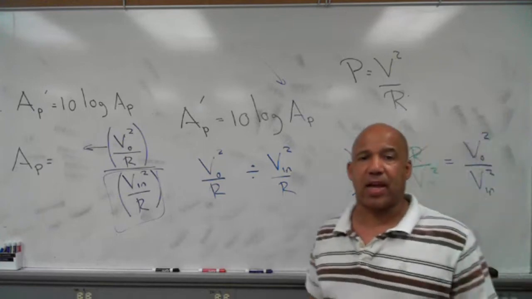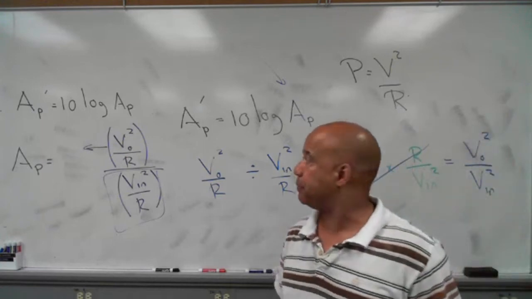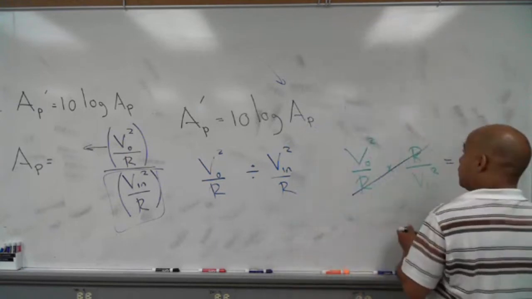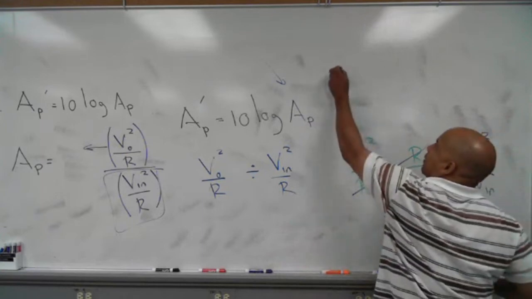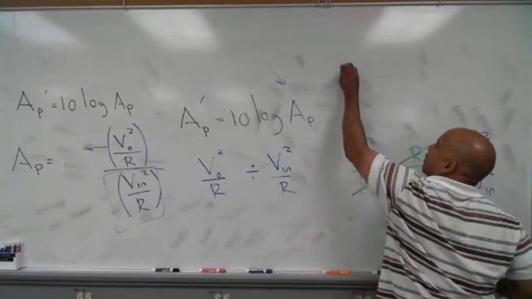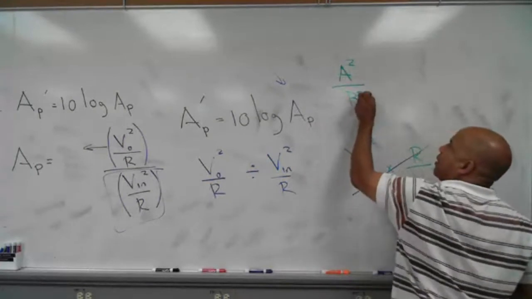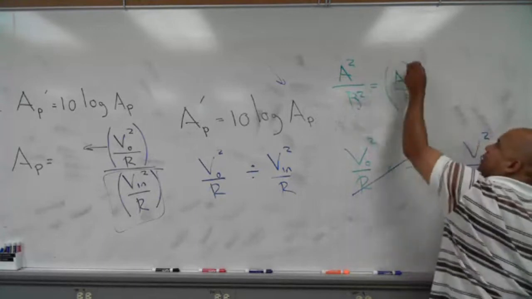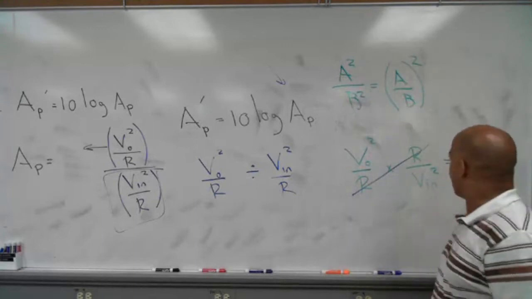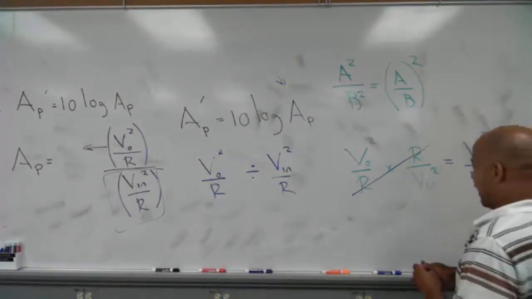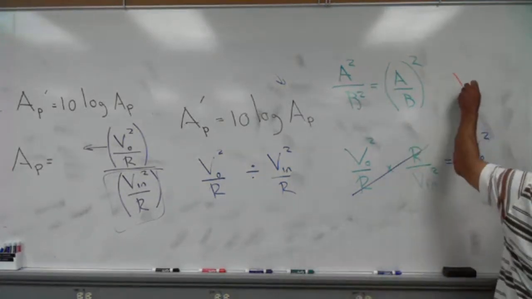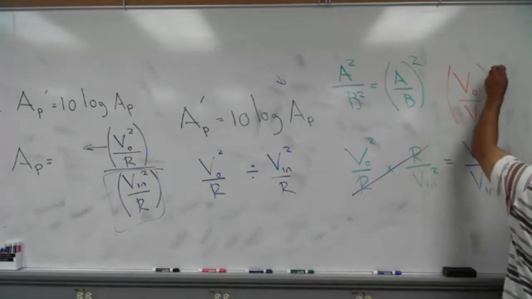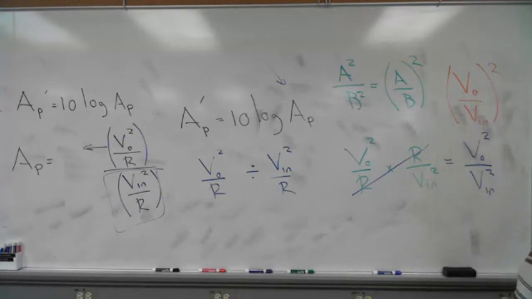Then you go back to your algebra class. Remember when you learned about exponents? They told you that if you had a squared over b squared, you can just take the ratio of a to b and write that whole thing to the second power. Those are equal to each other. So if I apply that here, I can take the output voltage divided by the input voltage and raise that whole thing to the second power.